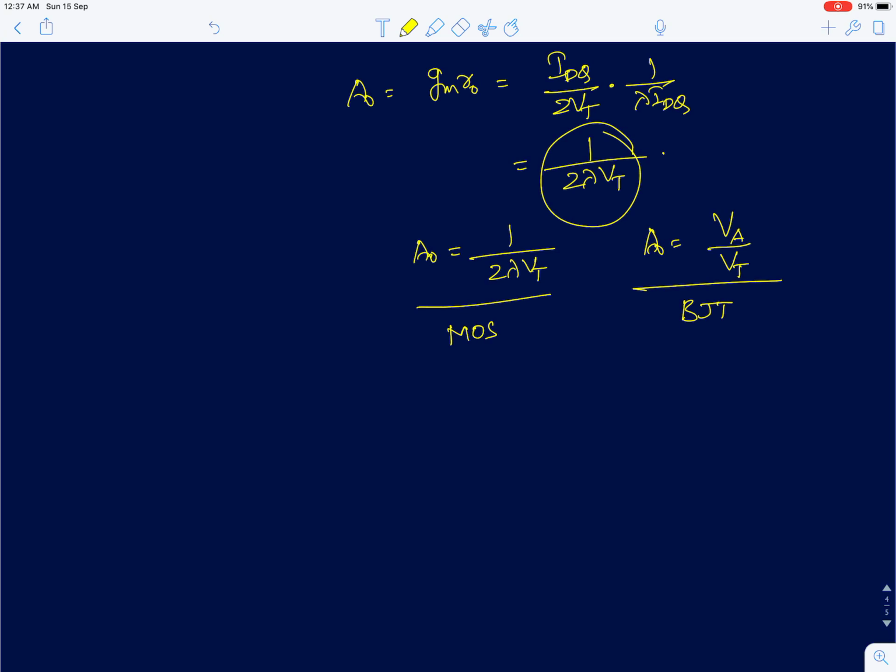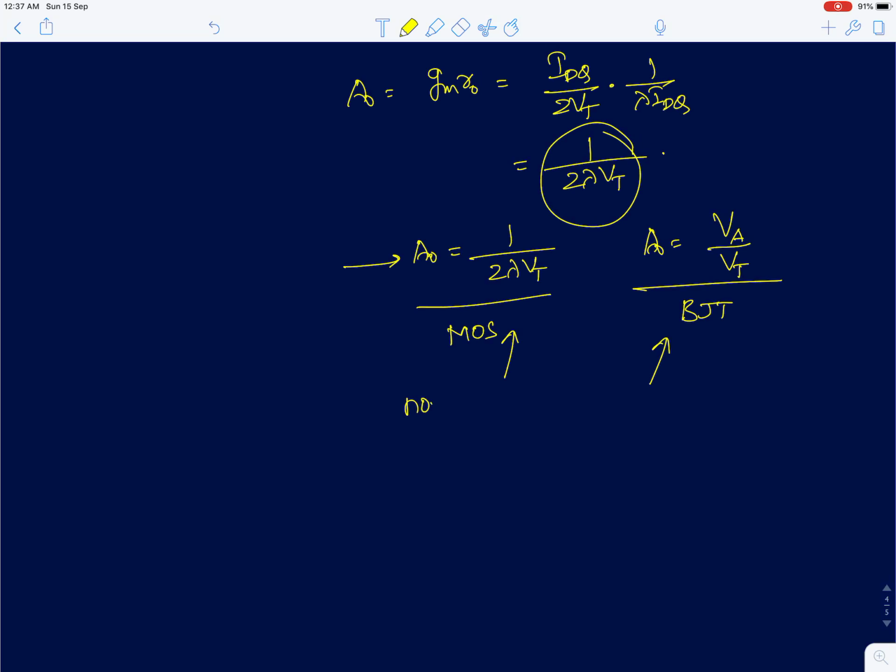What does this tell you? You can get the same intrinsic gain for different values of currents. So then how does current get decided in any circuit design? If, for example, you start designing an amplifier for a certain gain, both these equations tell us that the maximum gain you can get out of these amplifiers is independent of the bias current. Then where do I choose my bias current? How do I choose my bias current? There are several other parameters which will dictate the bias current.